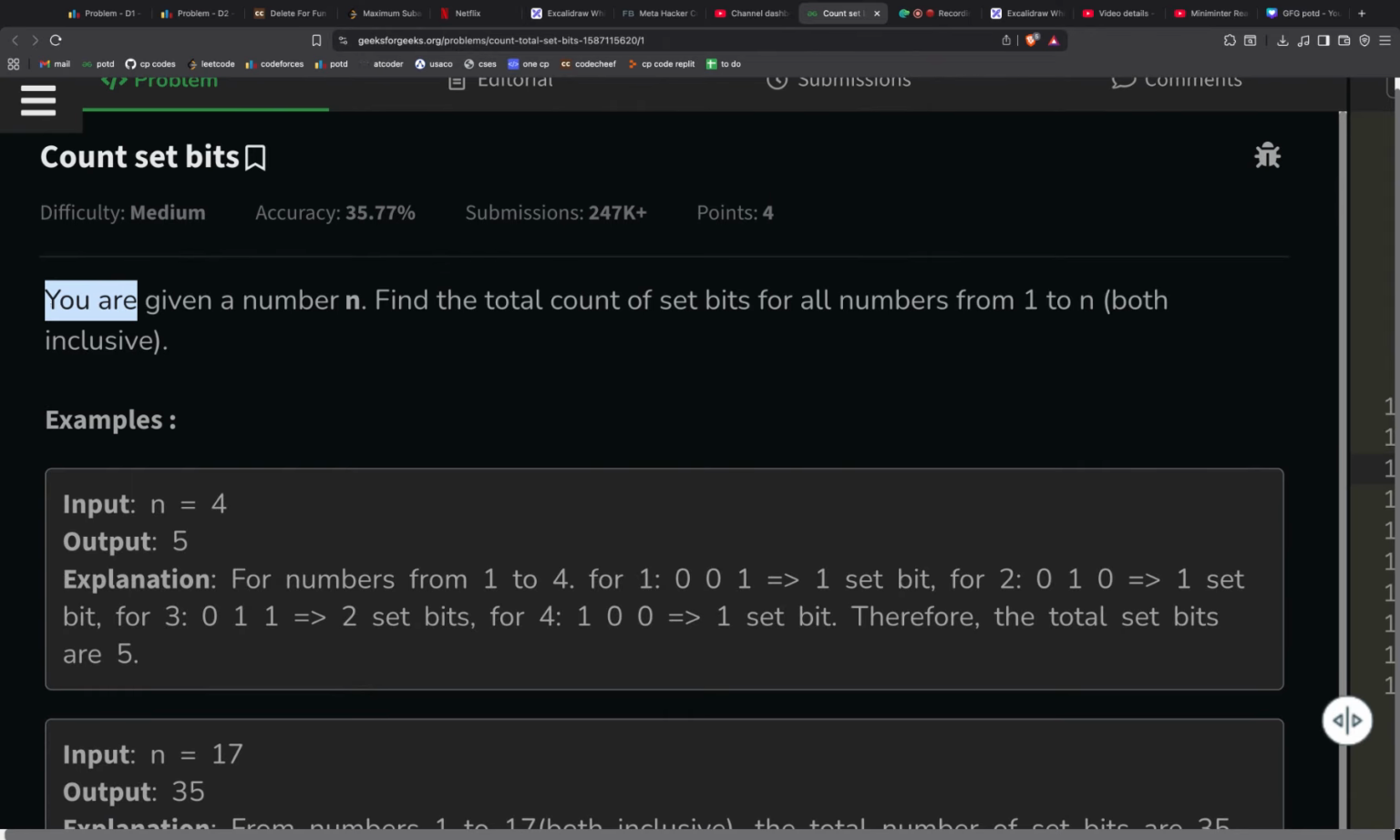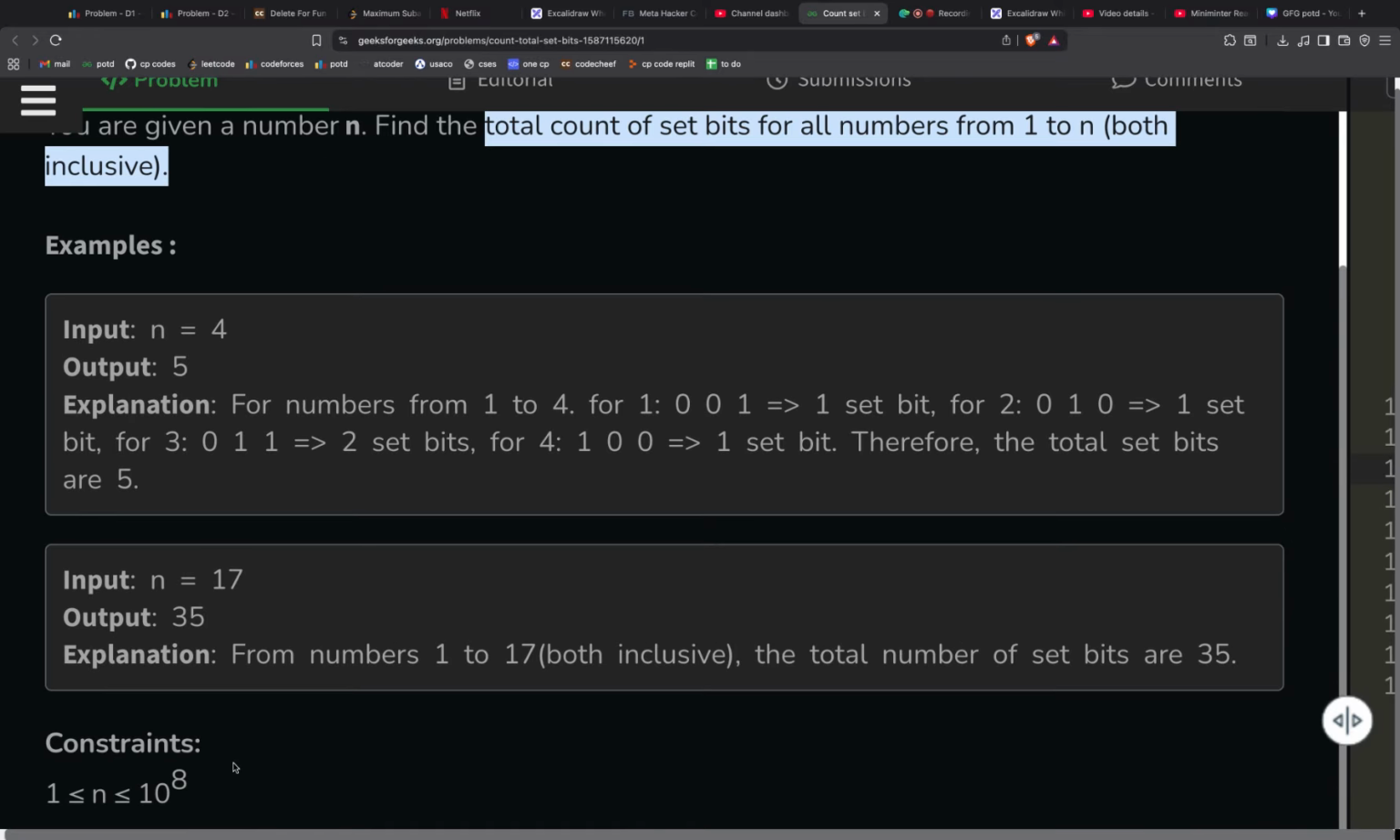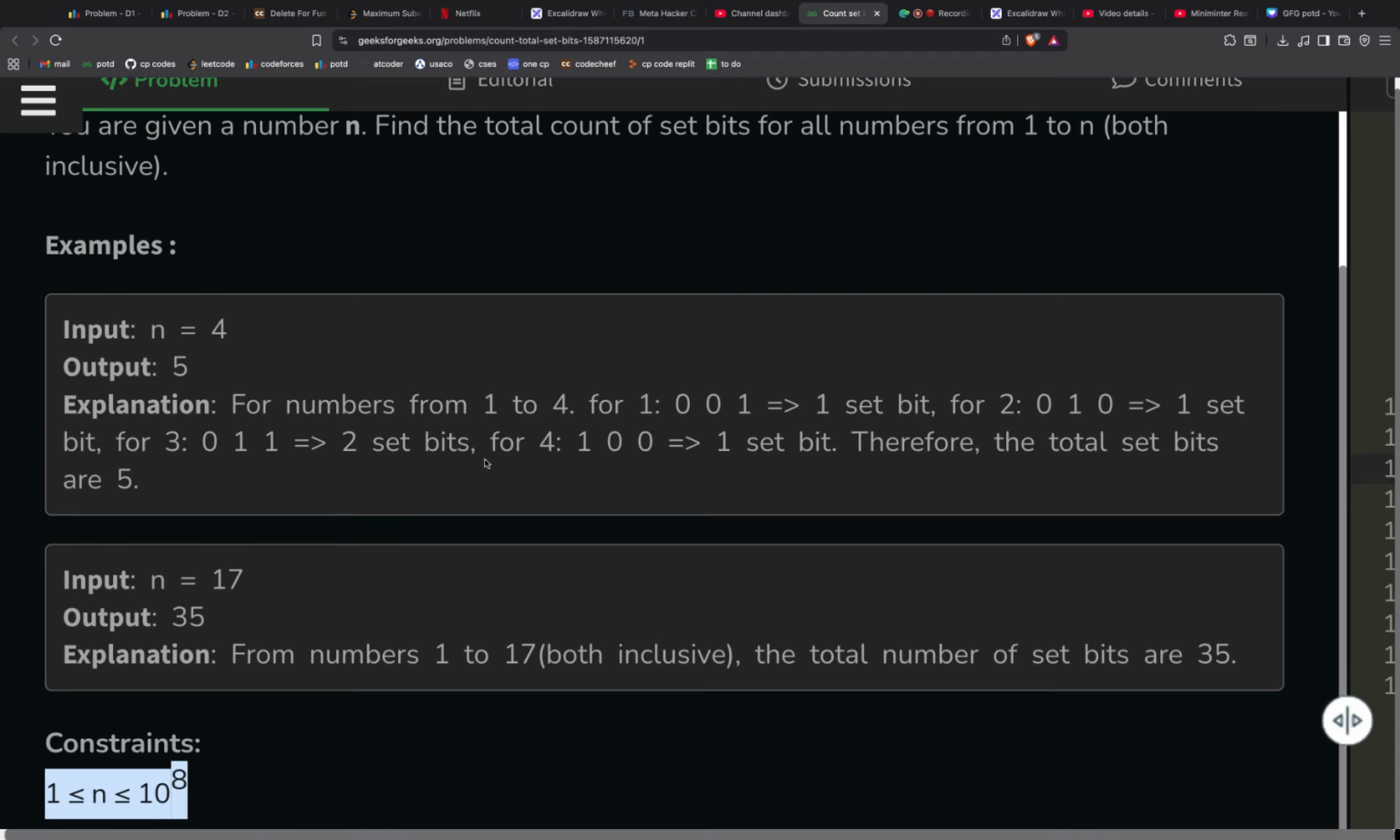You are given a number n. Find the total count of set bits for all numbers from 1 to n, both included. The note here is that n is around 10 to the power 8.